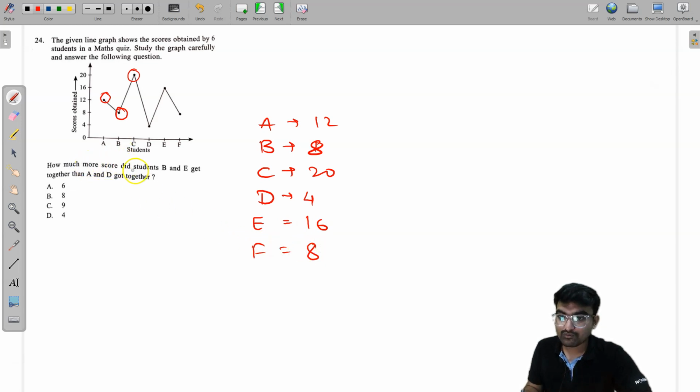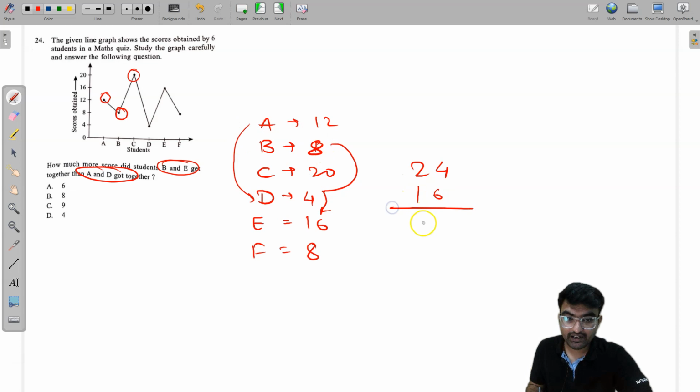Okay, so how much score more did B and E get together than A and D? So add B and E, that is 24, and A and D have a sum of 16. So if I subtract it, I'll get 8. Right? So option number B is the correct one.